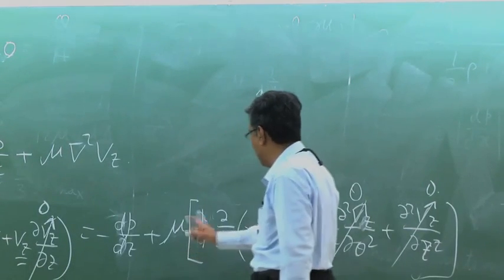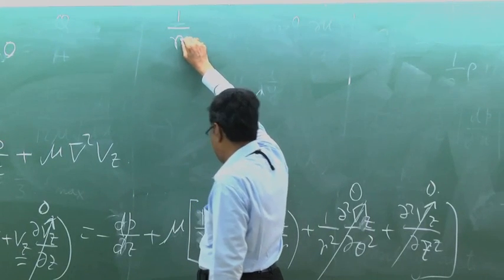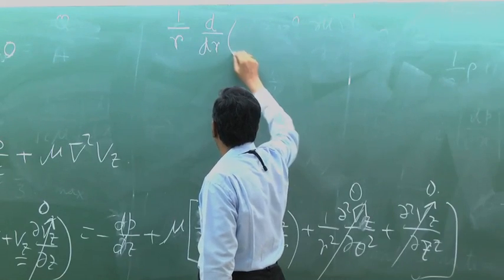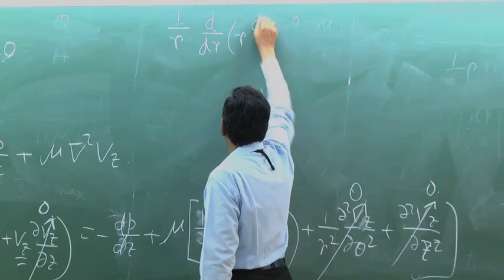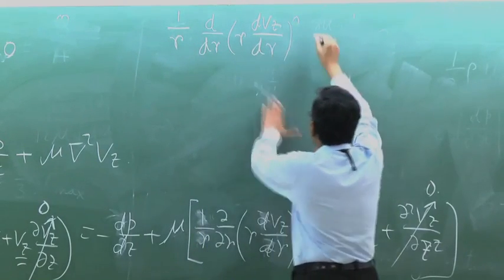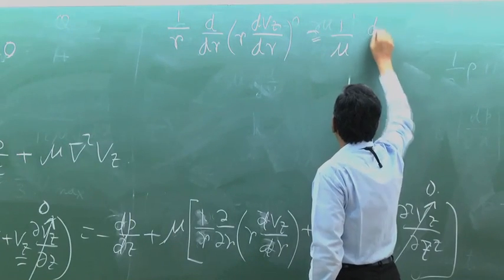That means from here what I get is 1 by r d dr of r dVz dr is equal to 1 by mu dp dz.